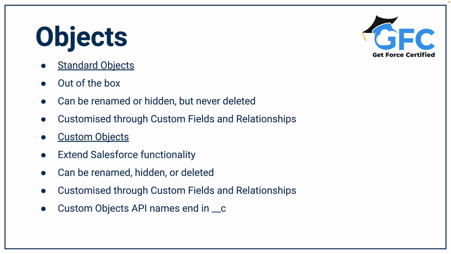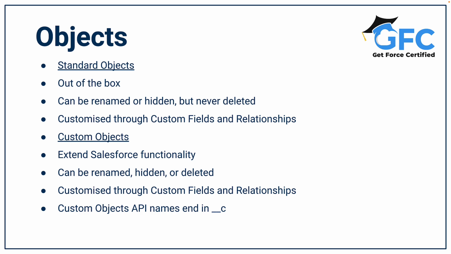There are standard objects that come with Salesforce and are available out of the box. These are objects such as leads, accounts, and opportunities. The thing to know about standard objects is that they cannot be deleted. They can be renamed or hidden, and they do come with standard fields. They can be customized by adding custom fields and relationships, which we'll talk about shortly, but just remember that standard objects cannot be deleted.